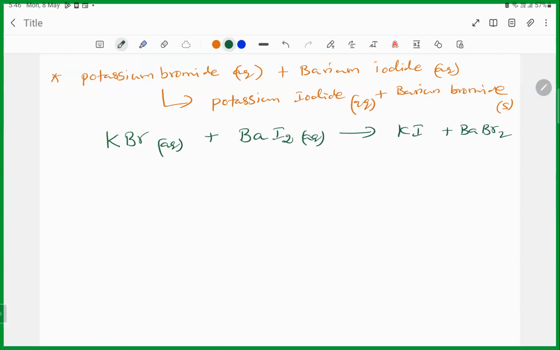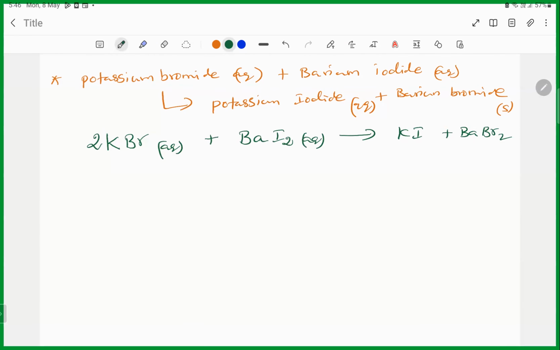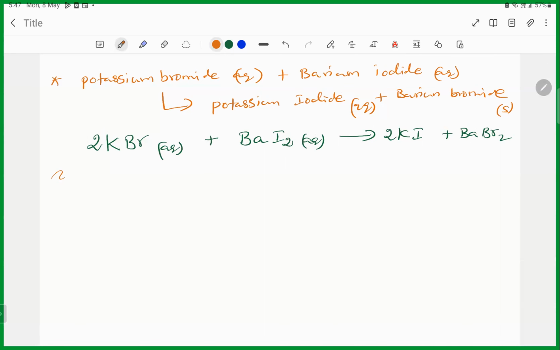When you are balancing, here 2 bromine is there, 1 K is there; here 2 I is there, 1 I is there. So what do you have to do? If you are putting 2 over here, it will be 2 KI plus BaBr2. It will be balanced. What type of reaction is it? Double displacement. Very good. It's a double displacement reaction.